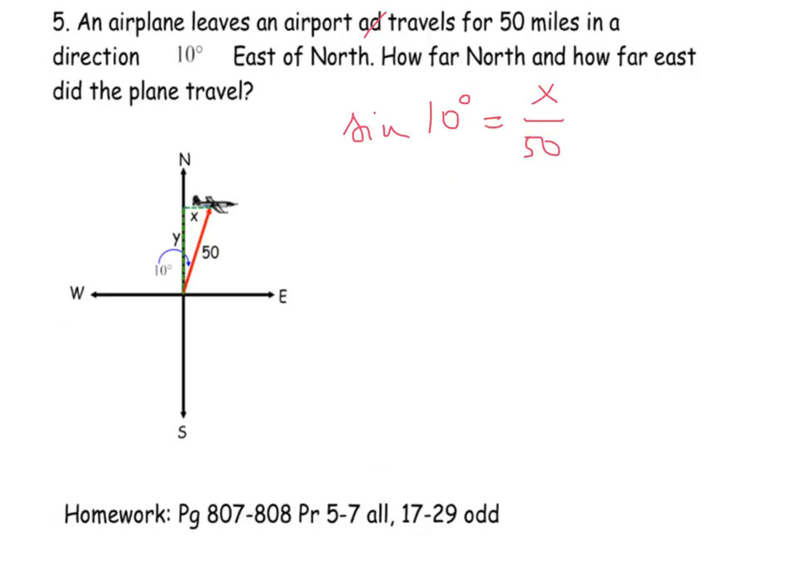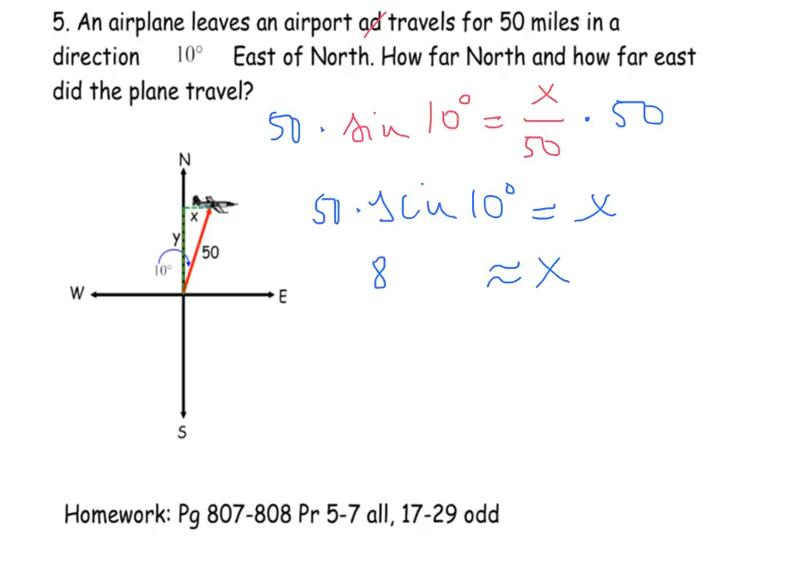And if I multiply both sides by 50, I am going to get sine 10 degrees multiplied by 50 is equal to x, and x will be approximately 50 times sine 10 degrees, which will be approximately 8.68. So the distance is about 8.68 miles, which is my x distance.